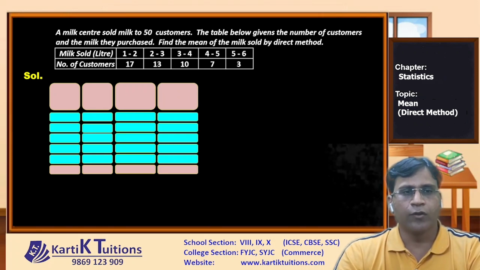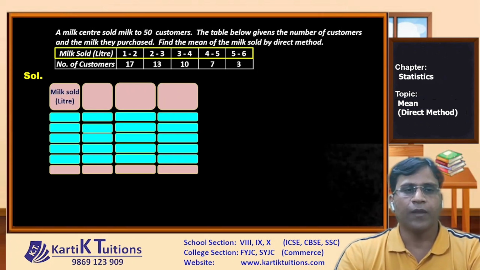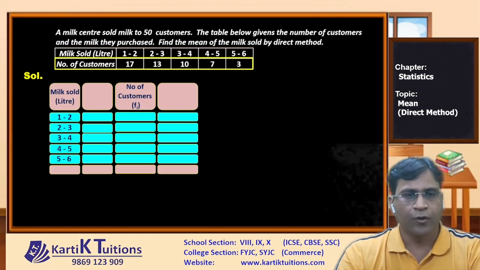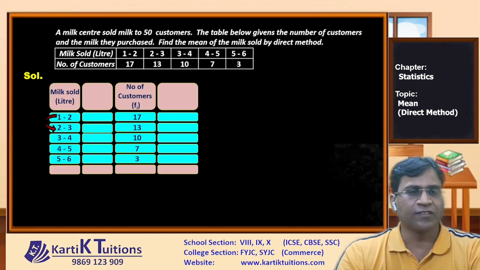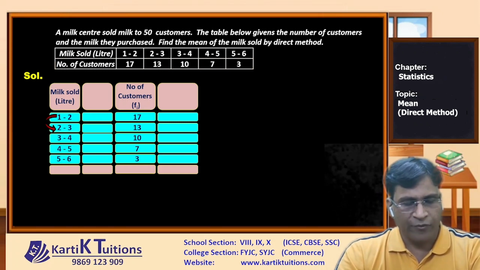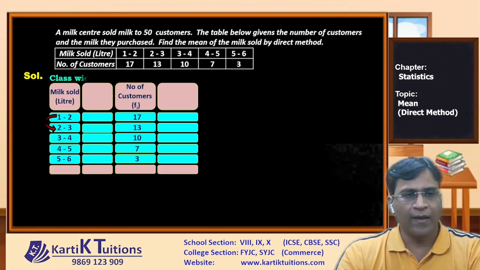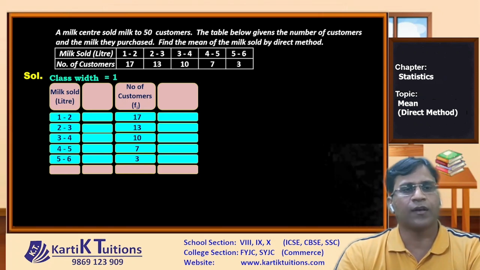column will be for the milk sold in liters. Now write the values. Then the second column is for class mark. The third column is for the customers, that is frequency. So write down the frequency. Now let's go to the second column. See here. First we'll find the width of the class. 2 minus 1 gives us 1. So our class width is 1.